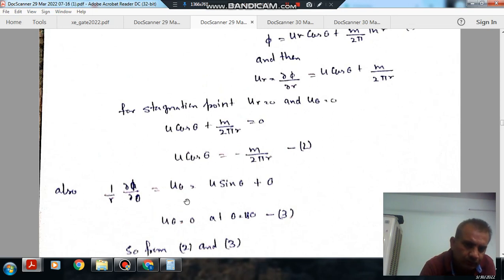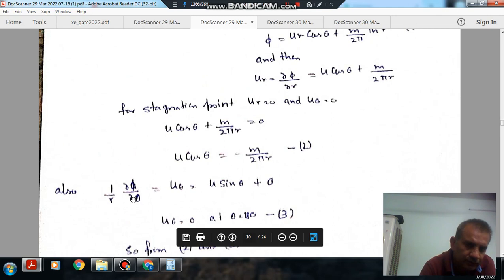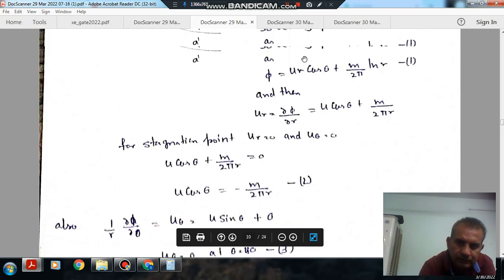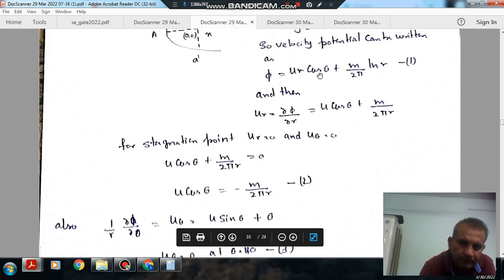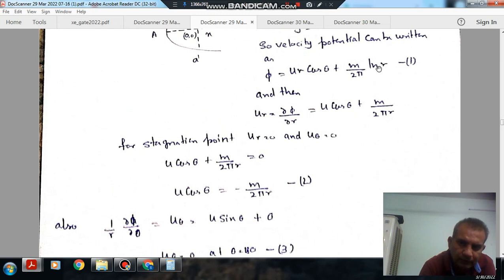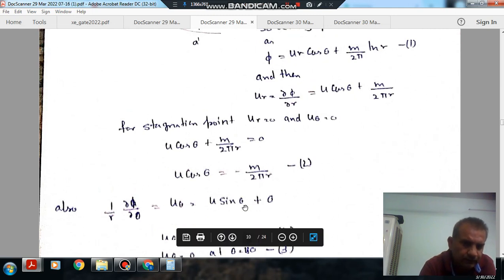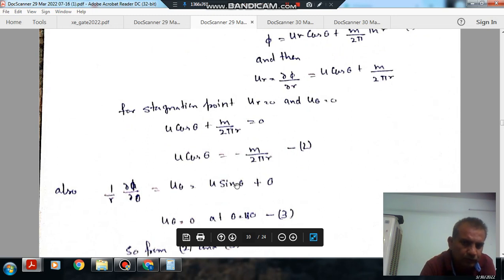Now in terms of psi, the circumferential velocity can also be written as minus 1 by r times the curly bracket derivative with respect to theta. So differentiating this with respect to theta and dividing by r: as this term doesn't contain theta, its differentiation will be 0, and the other differentiation will be u sin theta, divided by r. So u theta will be your u sin theta.